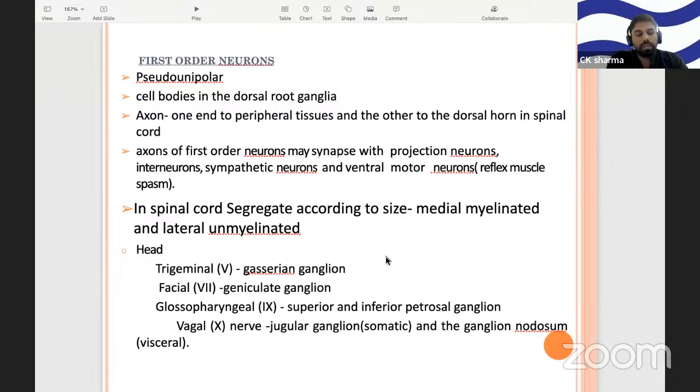Instead, they have a single process that bifurcates into two parts. So they give two branches: a peripheral branch and a central branch. The peripheral branch is a sensory branch, it receives the signals, while the central branch sends the signal to the neurons that are moving forward. And the rest we have explained under first order neurons.